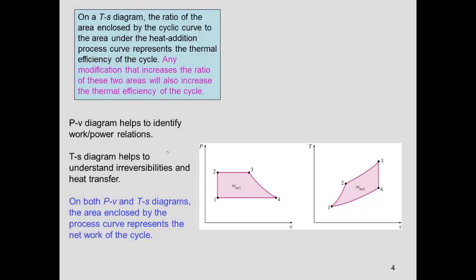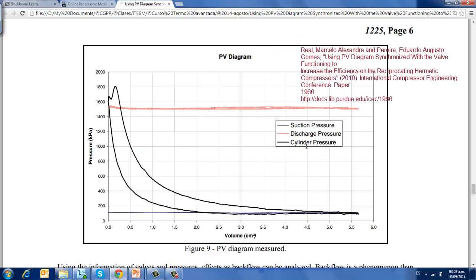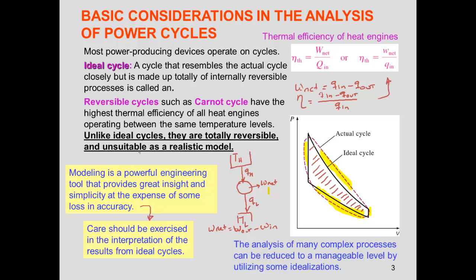Okay, let me just go back a little bit. Usually this dotted line represents the actual cycle. Sometimes it's difficult to envision that this will be the actual cycle, so I'm showing here a PV diagram of an actual experiment. You can see this is measured, and the reference is shown on the screen right now. You have two pressures and the pressure inside the cylinder. This was for a refrigerator compressor, but it's similar to what you will have when performing different cycles.